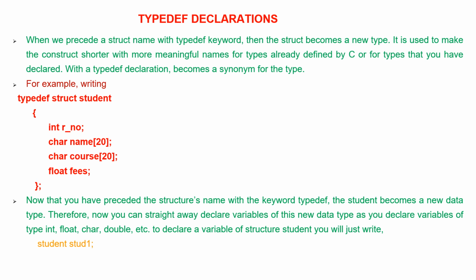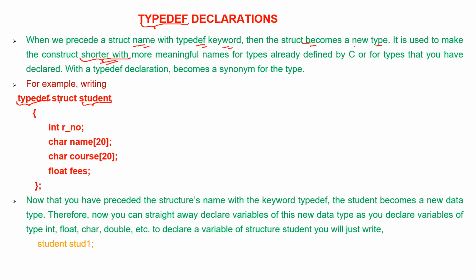So the next type of declaration is called typedef declaration. In the case of typedef declaration, you are going to shorten your data type. See here, if you use the keyword typedef before your struct student, or before your data type, then you can form a new data type, that is student will become the new type. When we precede a struct name with a typedef keyword, then the struct becomes a new type. It is used to make the construct shorter. This is the only use.